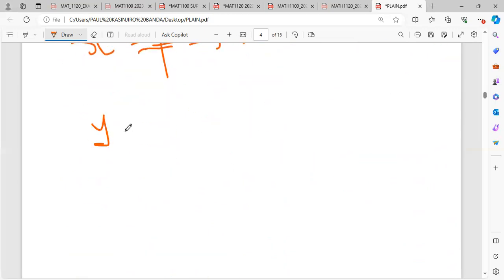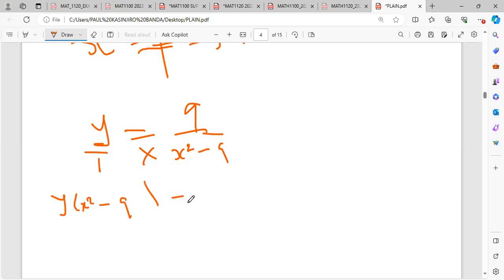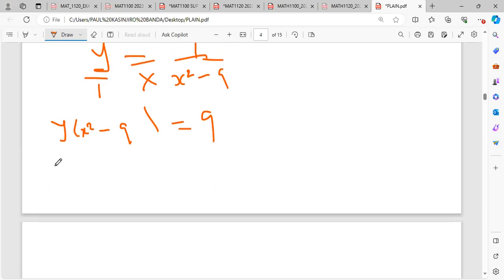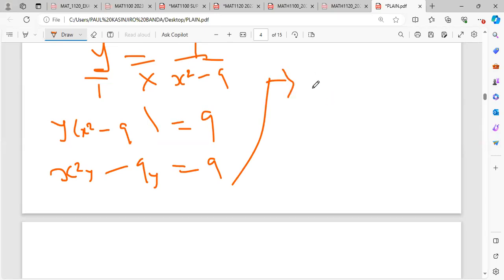So you have your y, which is f of x, is equal to 9 over x squared minus 9. If you want to find the range of this, you first find the inverse. So you cross multiply. You have y times x squared minus 9 is equal to 9. So what do you get here? You get x squared y minus 9y is equal to 9. So what is your next step? My next step is to factorize.